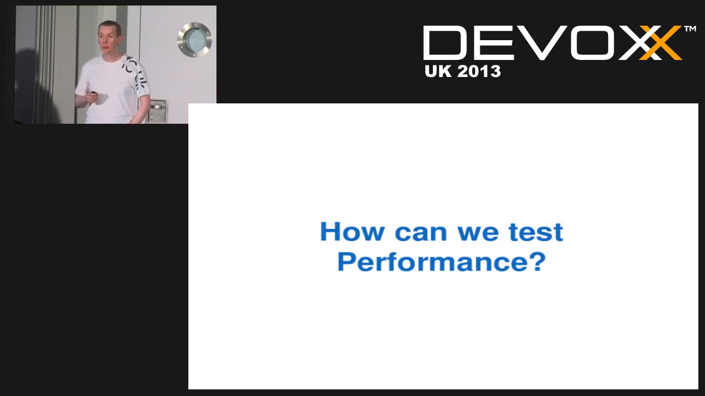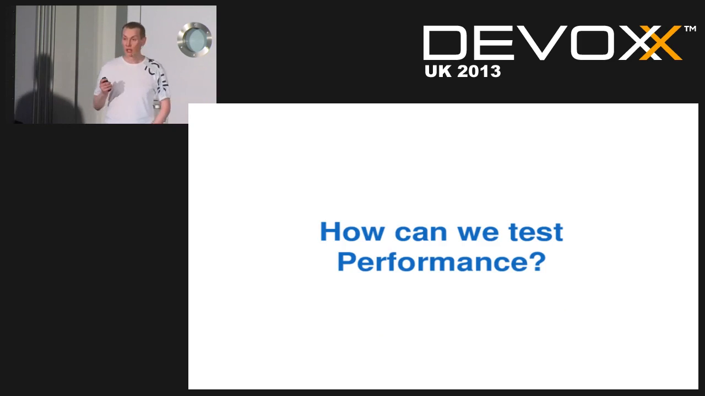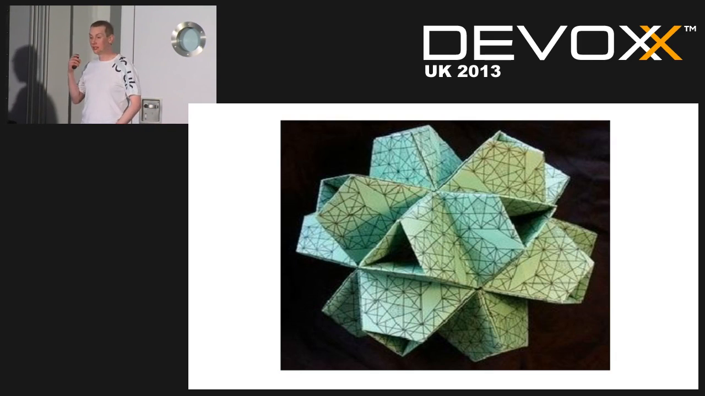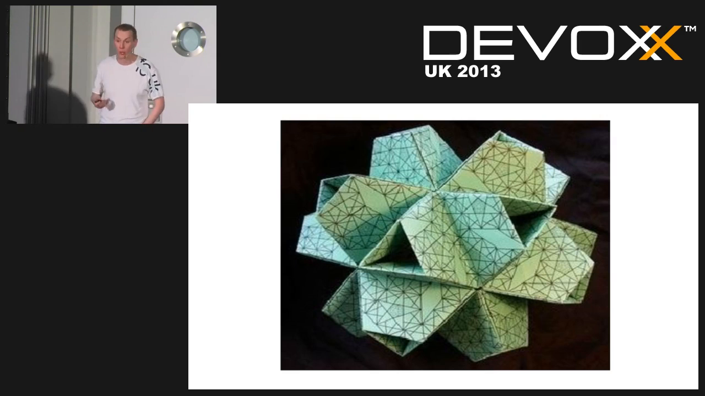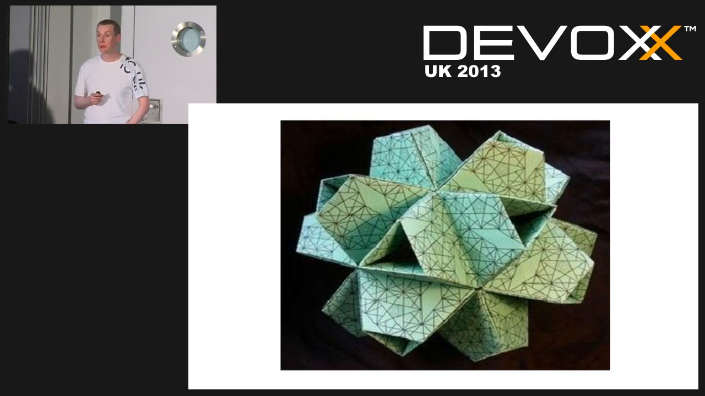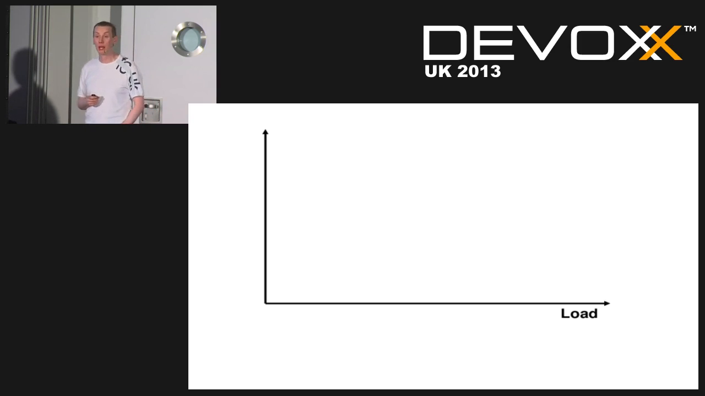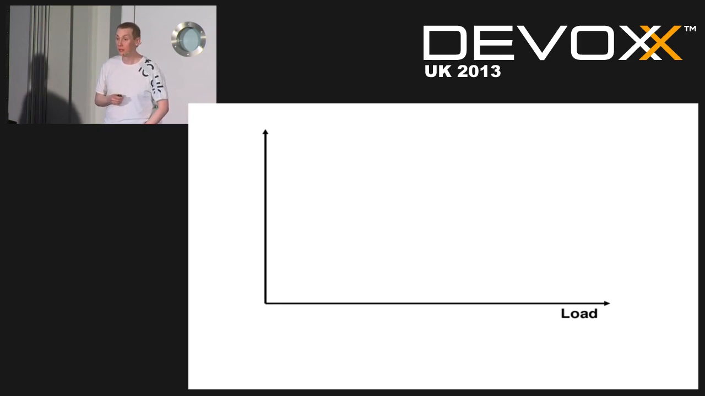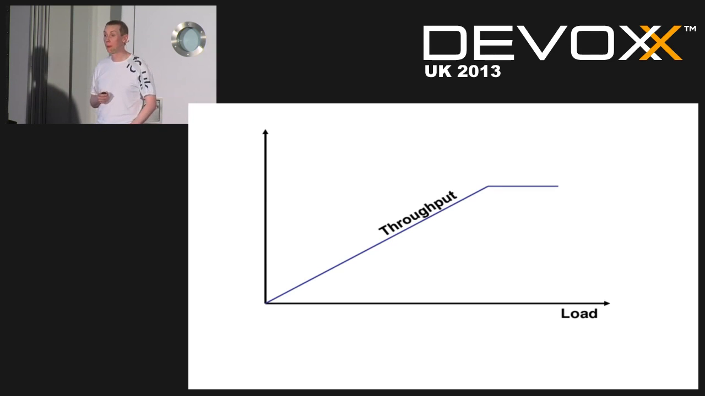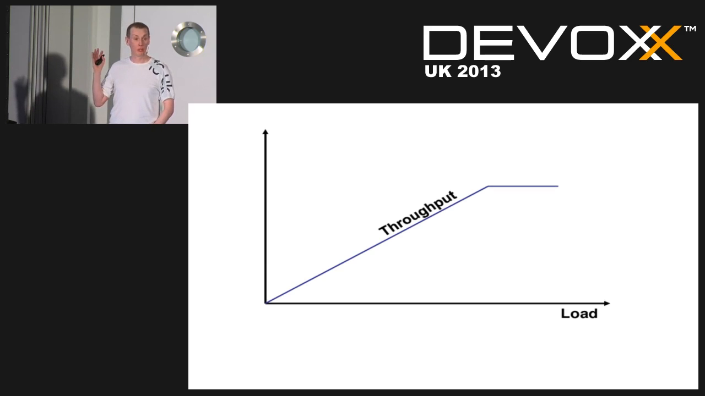So we've defined the basics of performance. Let's look at how we can do some performance testing. Now, I find that this is unbelievably multifaceted, and there's lots of different terms around. So I want to try and simplify down some of the terms. Basically, what we mean by performance testing is we want to apply load to a system and see how it behaves. First thing we're usually looking at is throughput. As I apply load to my system, does my throughput go up?